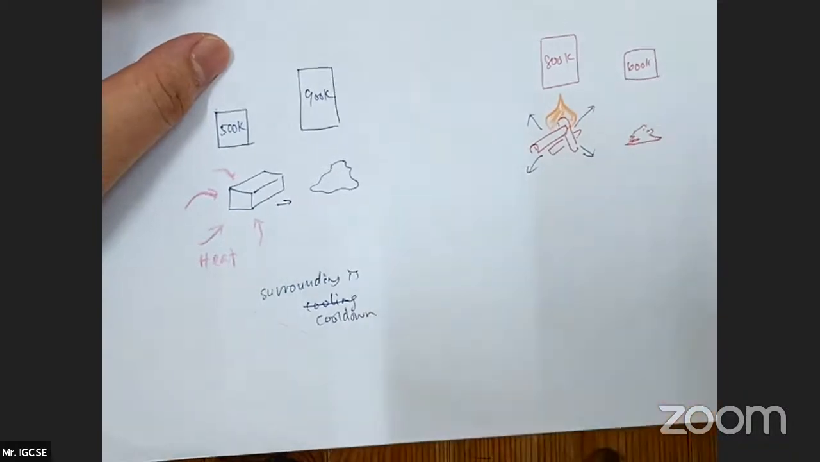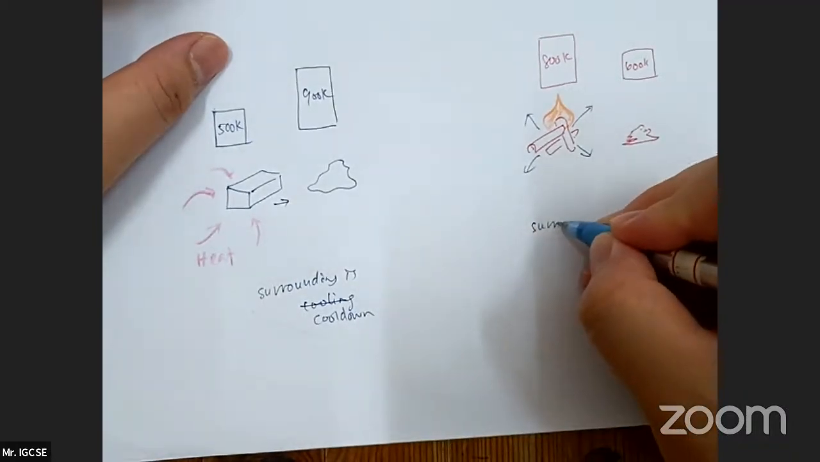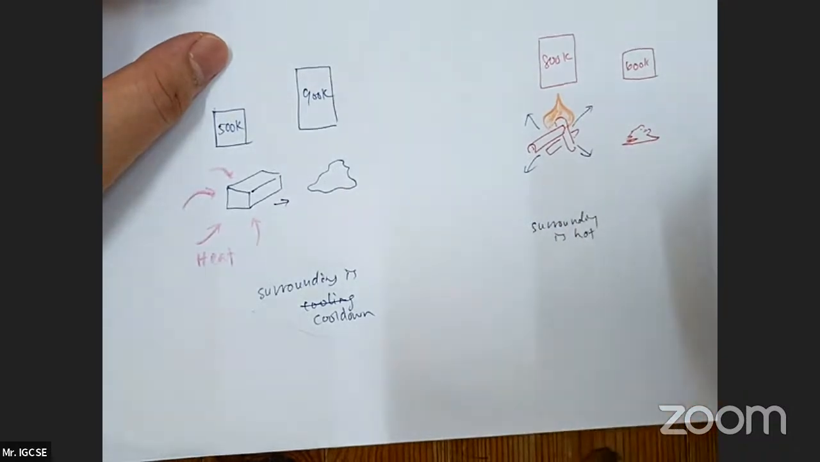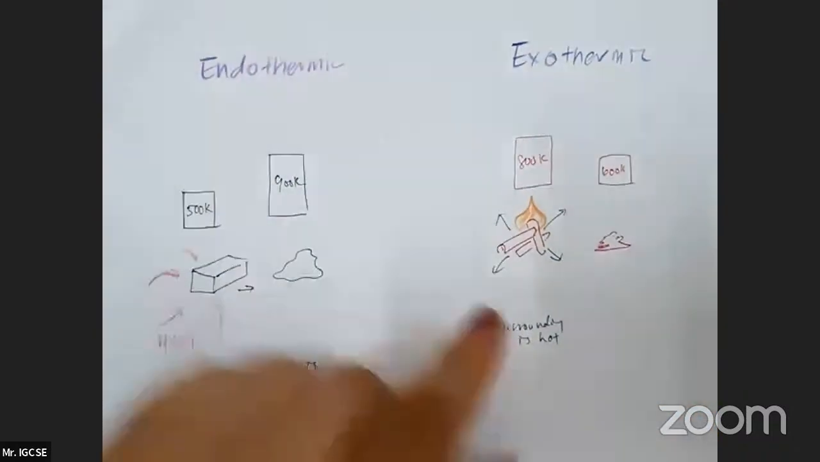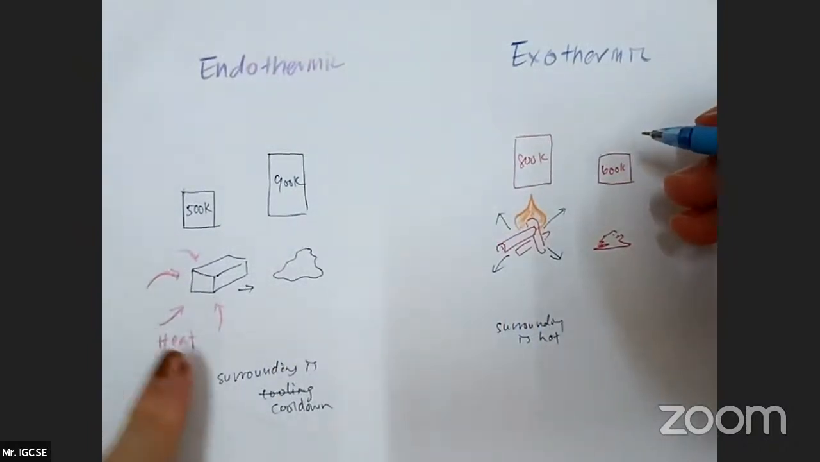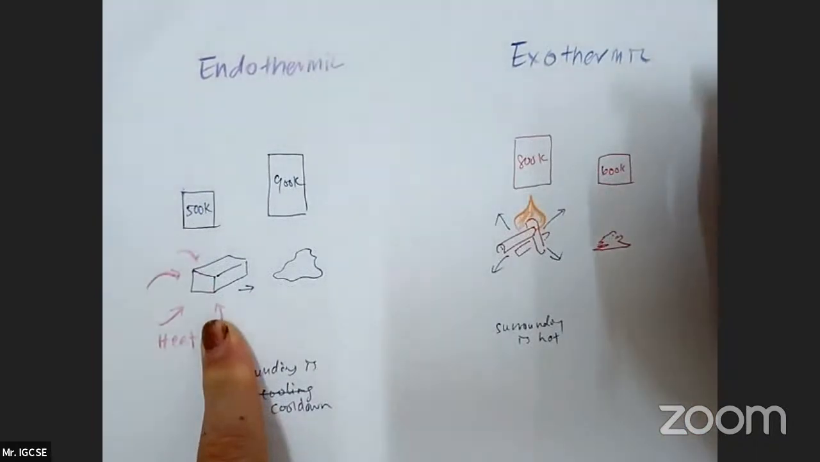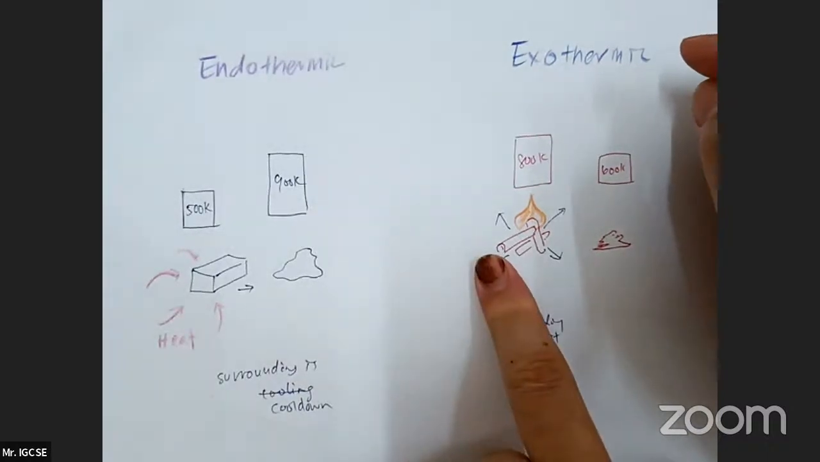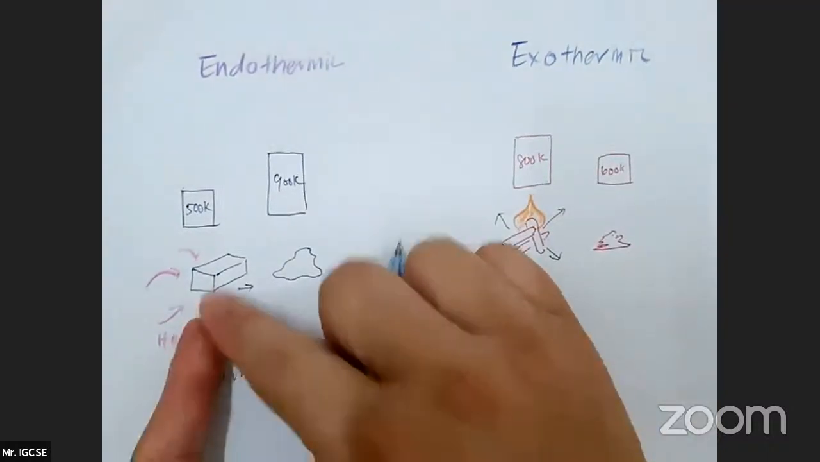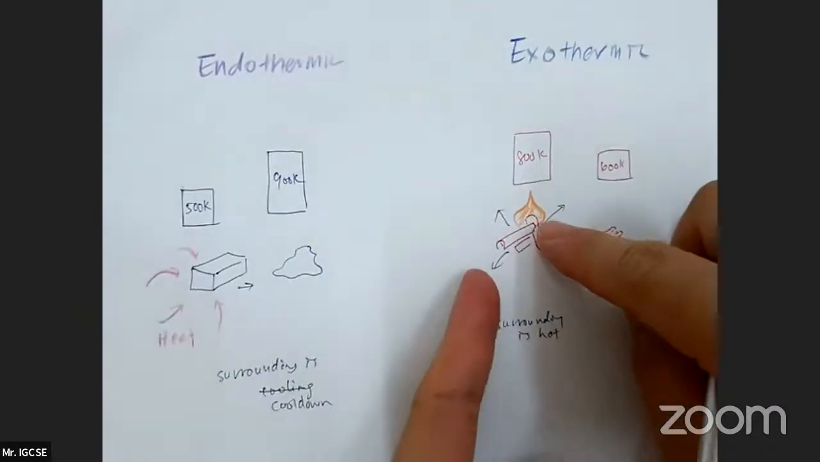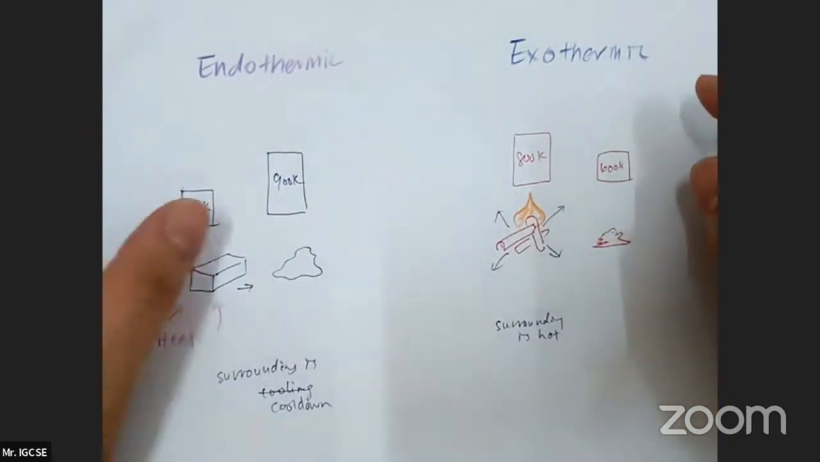Cools down. Okay, but this one, the surrounding is hot. Surrounding is hot. Okay. So if you are near to this, then you feel very cold, it cools you. But here you feel very hot because your energy is taken away from you. But this one, energy is given to your finger.